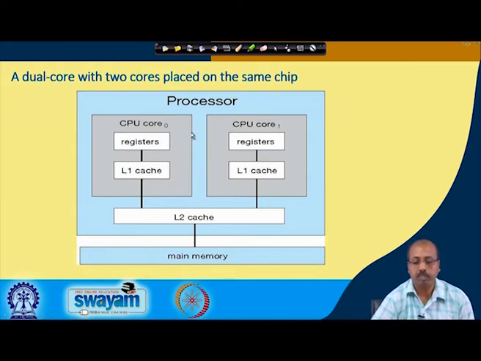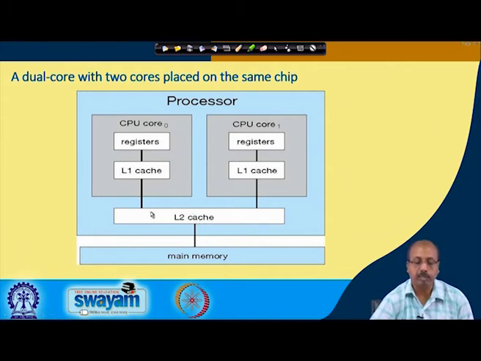So, these two cores are placed on the same chip, core 0 and core 1. Each core has its own L1 cache, and there is an L2 cache that is also on the processor chip. For the entire processor we have a single L2 cache, but each core has its own L1 cache. Some content from main memory can be loaded onto the L2 cache.